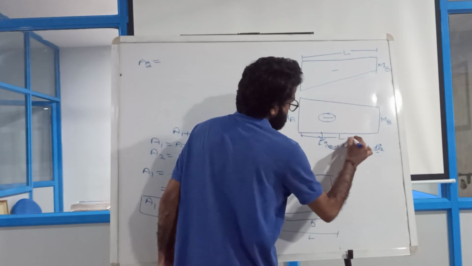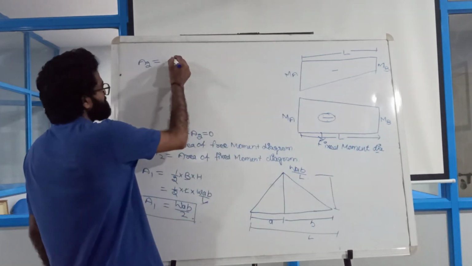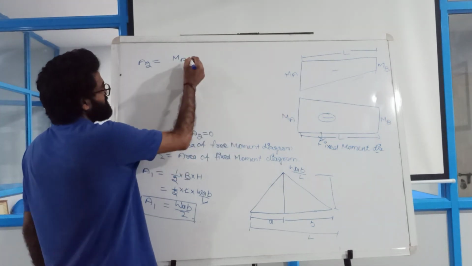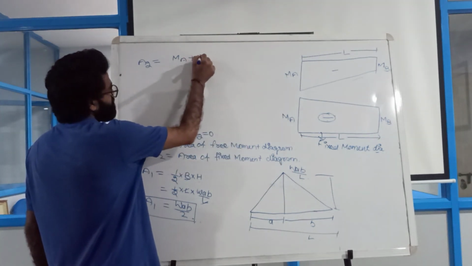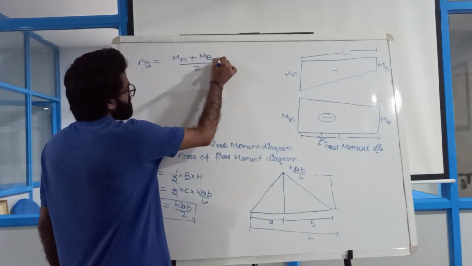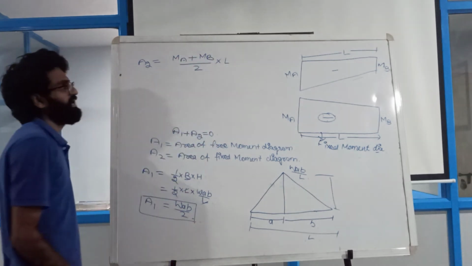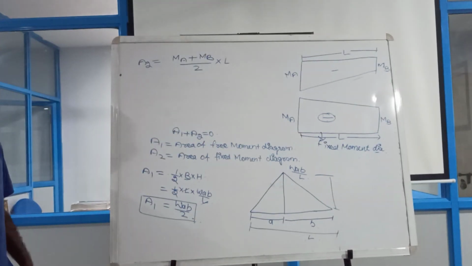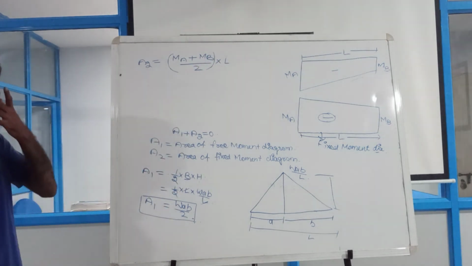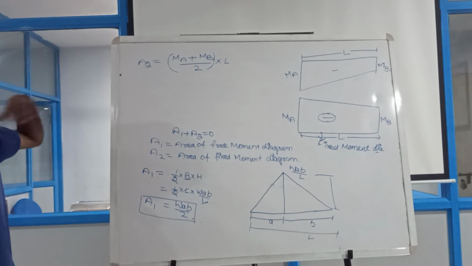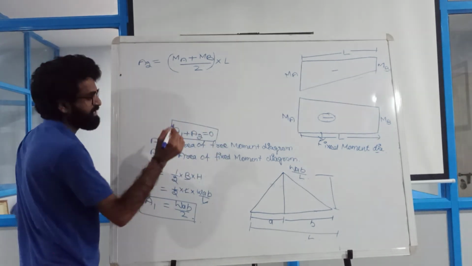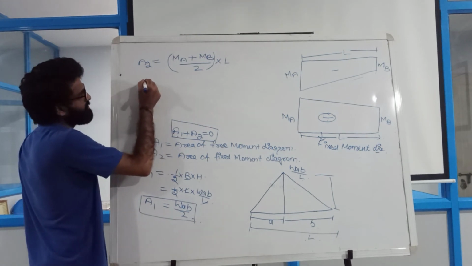Base length is L. So the formula is side A, which is MA, and side B, which is MB: MA plus MB divided by 2 into the base length, that is L. So this is my particular formula for this trapezoid. Now I will put this in this equation.